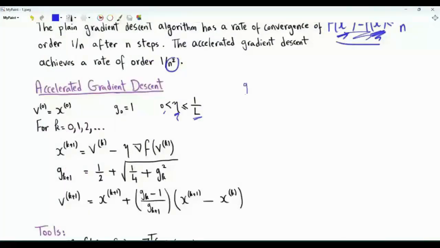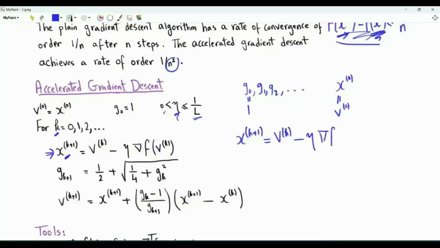We have a sequence of scalars, g0, g1, g2, and so forth. g0 is equal to 1. At each iteration, we update two vectors, x and v. X is randomly initialized. V of 0 is equal to x of 0. In the kth step, we update vector x using this expression here. X of k plus 1 is equal to v of k minus eta, the gradient of the function f evaluated at v of k. This is what we have here in the accelerated gradient descent algorithm.